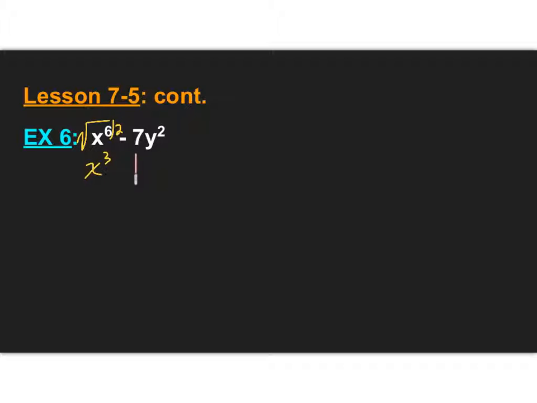Then look at your second one. Is 7 a perfect square? Is there any number times itself that gives you 7? No. So 7 becomes our problem right here. This is not a perfect square. So no, it is not the difference of two squares, and it cannot be factored in a plus-minus pattern. It doesn't necessarily mean it's not factorable, but it can't be factored as the difference of two squares.